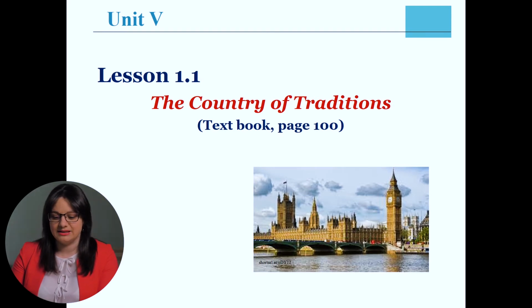Today we'd like to invite you to discover another country, a country of traditions. And if you look closer at the picture, you will guess what country we are going to talk about. If you think of the UK, then you are correct.